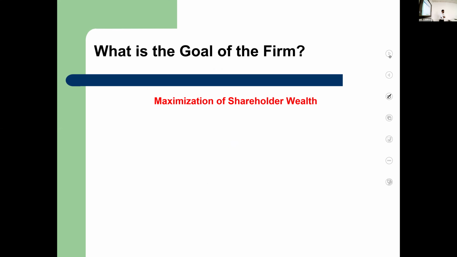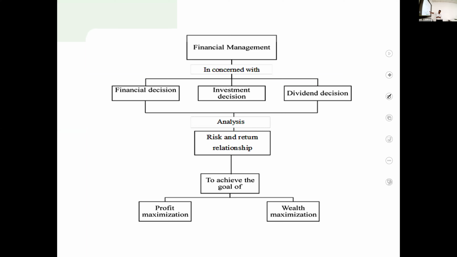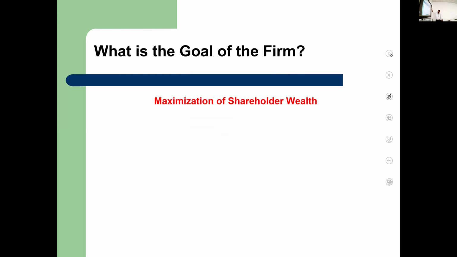Let's start with the maximization of shareholder wealth. Now there are two types of goals, no? The main fundamental goals: profit maximization and wealth maximization. So now we are going to discuss this. Maximization of shareholder wealth, I think now you know the meaning of this. What is that? Maximizing shareholder wealth means capital gain, which means you need to increase the share price or else share value. That's a simple idea.